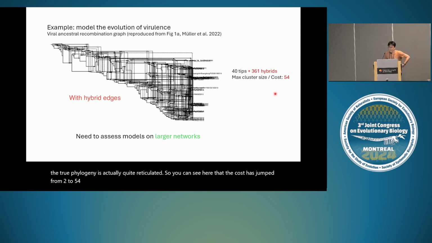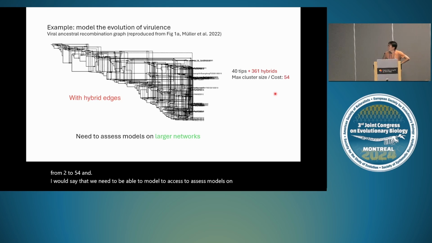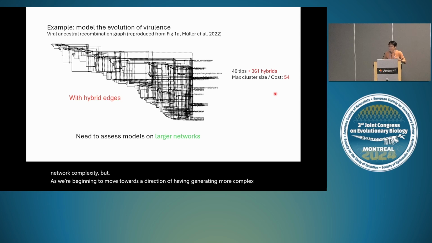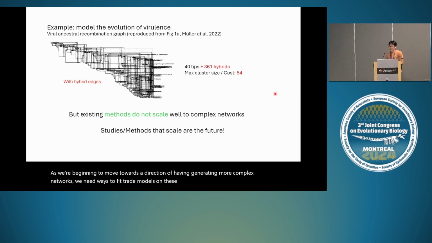I would say that we need to be able to assess models on larger networks. Currently, a lot of the methods we have spit out networks which are simpler in terms of network complexity, but as we're beginning to move towards generating more complex networks, we need ways to fit trait models on these. To facilitate larger studies that account for reticulate evolution, we need efficient methods, and the plug I'm making is that studies and methods at scale are the future.